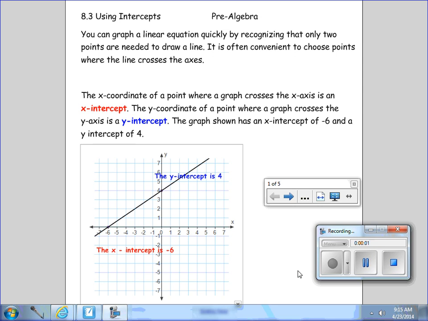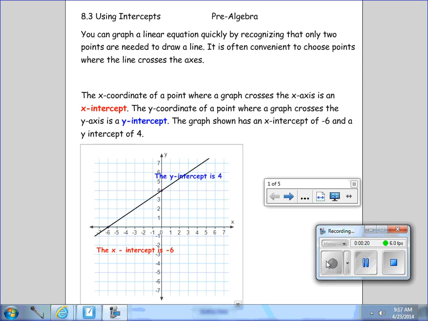In our lesson today, we're going to be using intercepts. You can graph a linear equation quickly by recognizing that only 2 points are needed to draw a line. It's often convenient to choose points where the line crosses the axis.